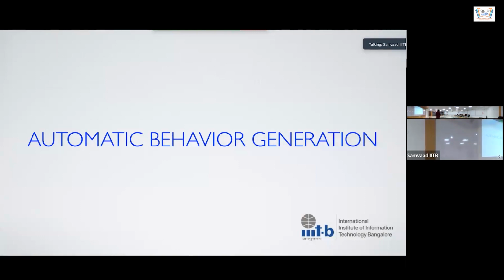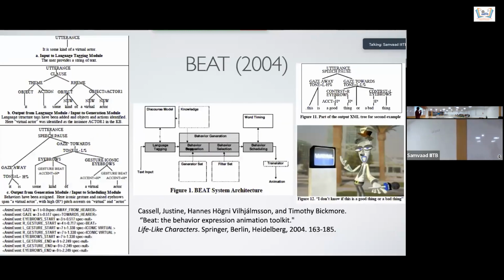So what are the things that we need in order to create an avatar that can speak? On one hand, you need to create the avatar itself. That is the first task. And then you have to animate the avatar. Assuming we have an avatar, how can we generate the behavior? So early work, 2004 work, what they did, you have a sentence, right?